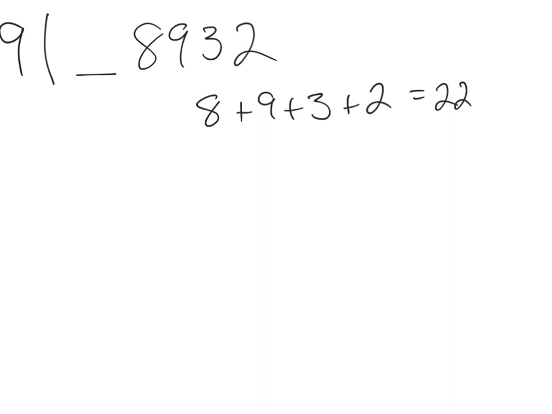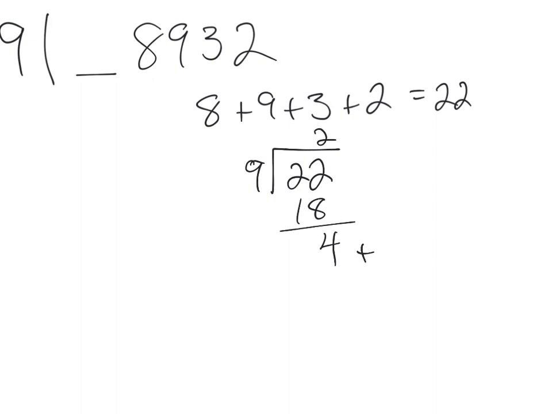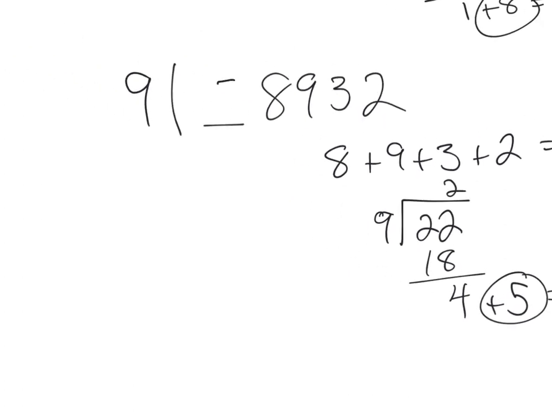Okay, so 22 divided by 9 goes in there twice, giving us 18, remainder of 4. Okay, so what number can we add to 4 such that we get a number that's divisible by 9 or 9 itself? Well, 5 is the biggest digit that we can add because 4 plus 5 equals 9. Okay, so we know that our answer here is 5. In order to make this number divisible by 9, we have to put a 5 there. So 58,932 is divisible evenly by 9. Okay, let's do another one.